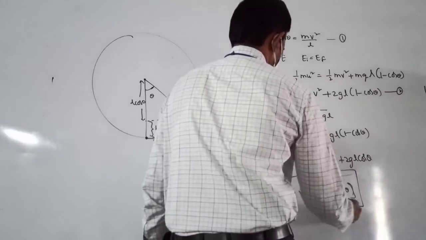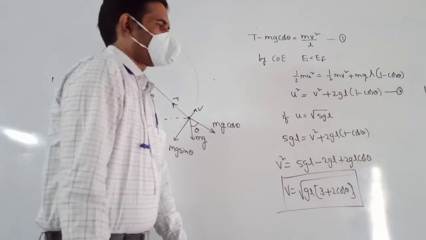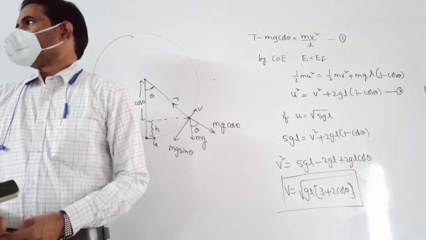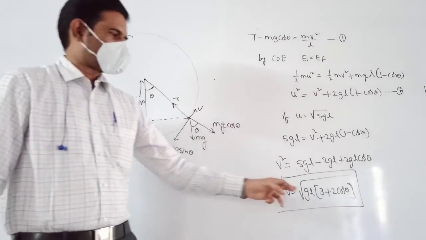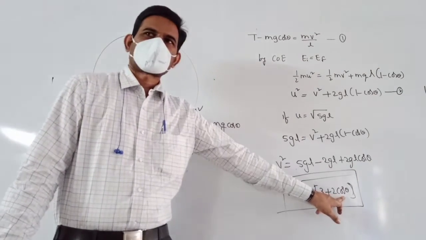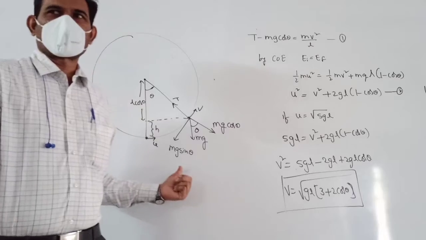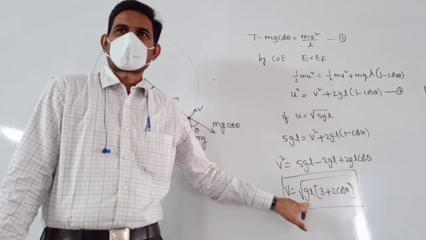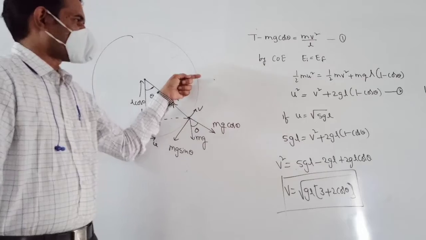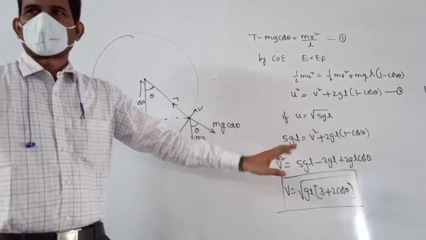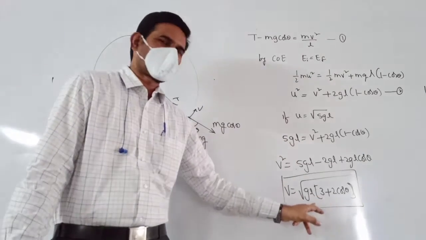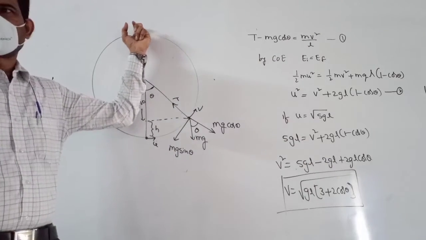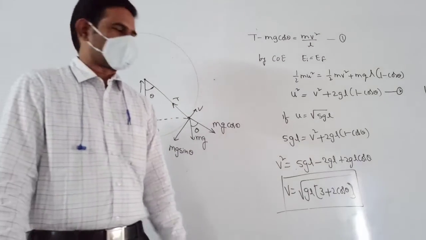If theta is equal to 0, we are at the lowest position, so cos 0 is 1, then you will get root 5gL. If for example we are in the horizontal position, theta is equal to 90, then you will get root 3gL. And similarly at the highest point, theta is 180 degrees, so cos is minus 1, and you will get root gL. So that's the general expression for velocity to complete the vertical circle.